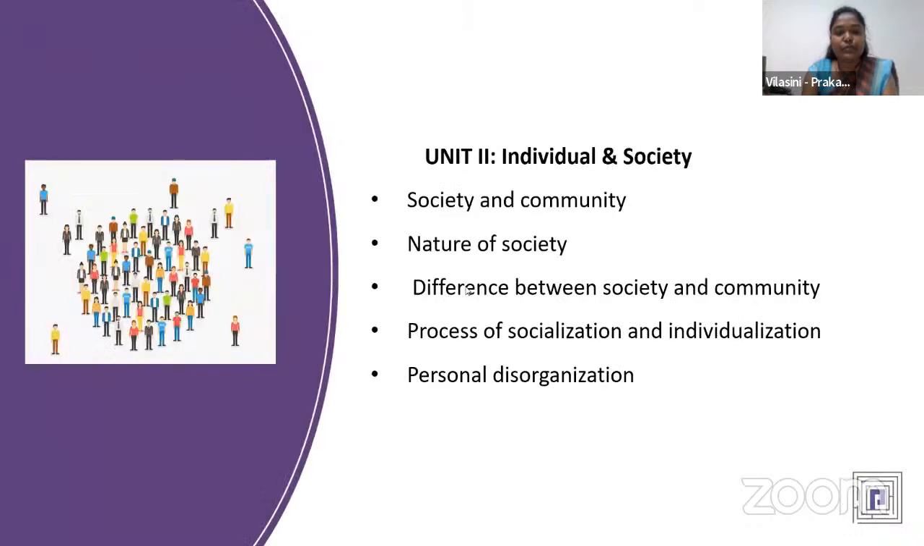Then, coming to Unit 2, that is individual and society. So, the main definition of society and community: society is a group of people present in a geographical area. Then, community is defined as either a small or a large group of people present in a territorial area.